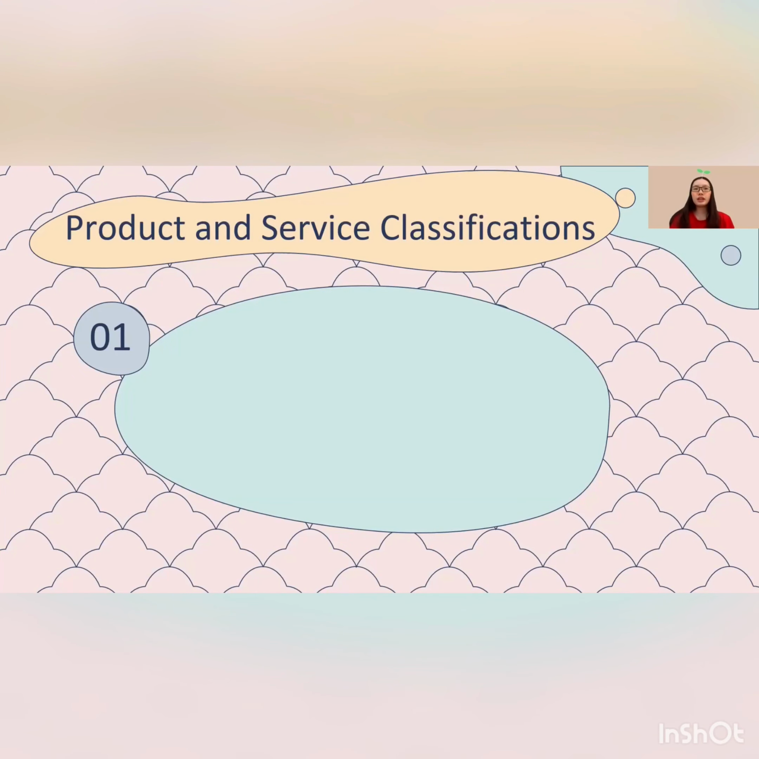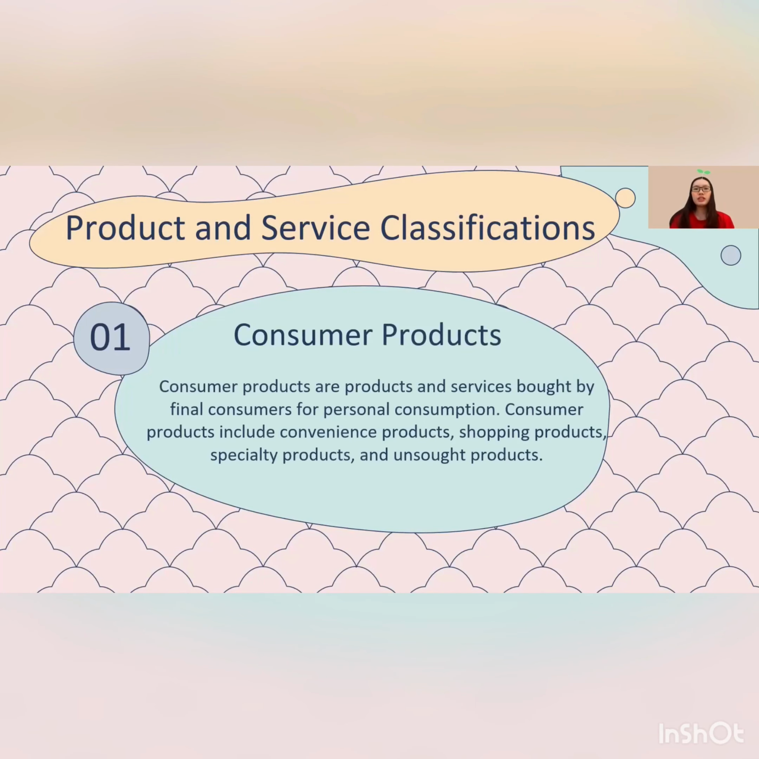So now we talk about product and service classifications. Consumer products are products and services bought by final consumers for personal consumption. Consumer products include convenience products, shopping products, specialty products, and unsought products.